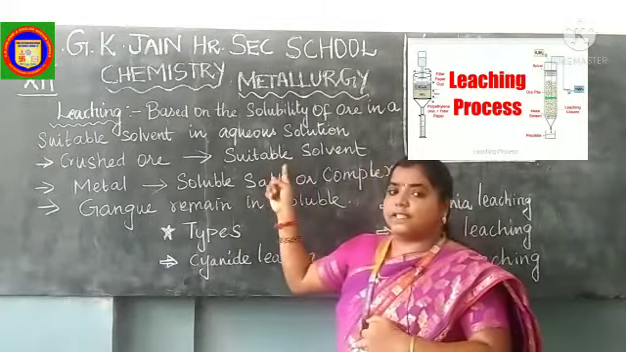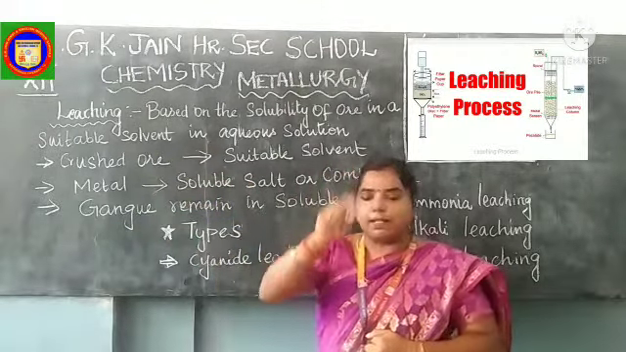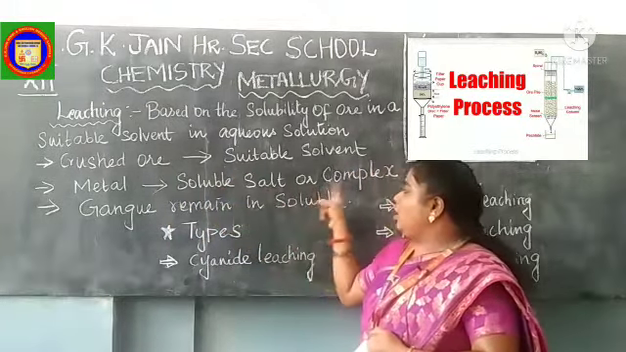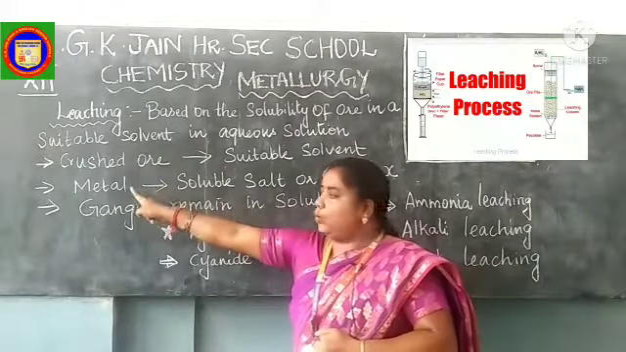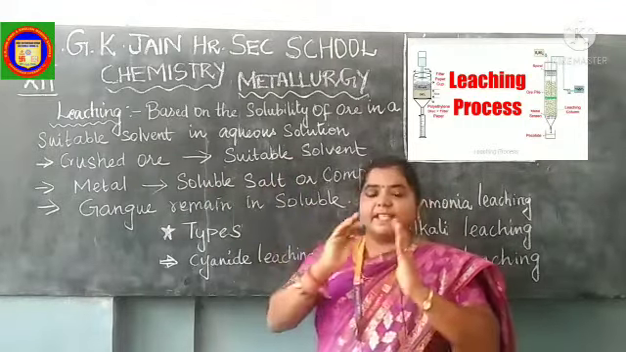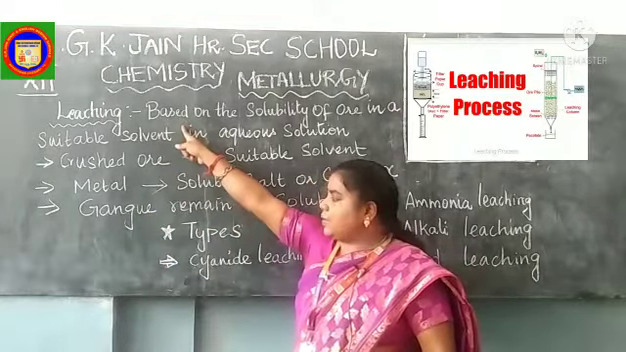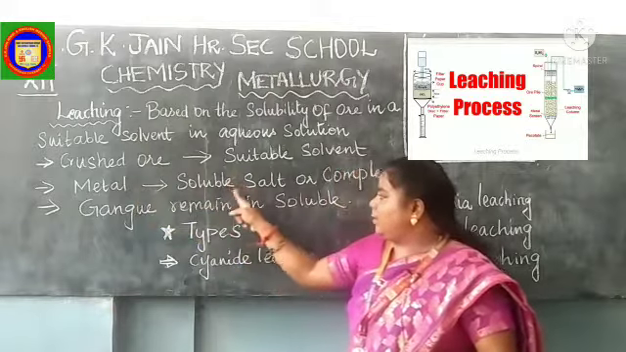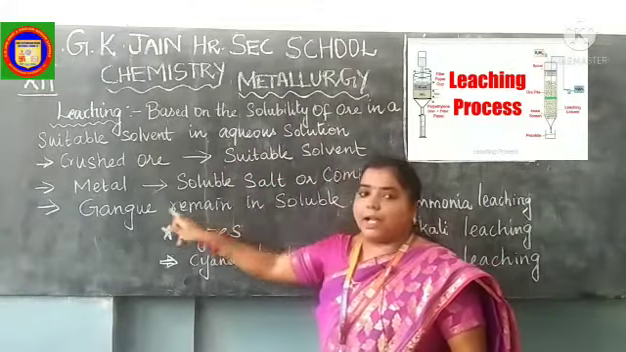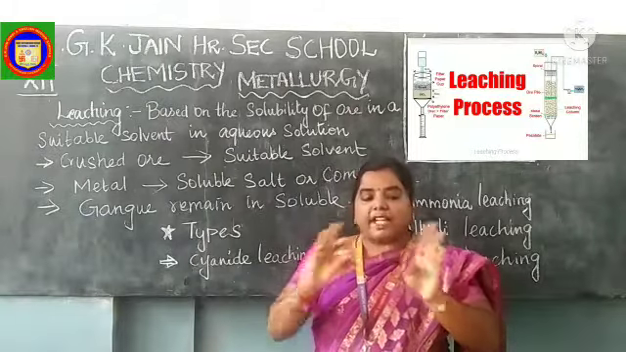When the suitable solvent is added to the crushed ore, the metal present in the crushed ore forms a soluble salt or complex. That particular metal mixes with the suitable solvent and forms a soluble salt. That means two substances are there, one is the metal and the other is the gangue. In the leaching process, the metal acts as a soluble salt; it has to be soluble in the solvent. The remaining gangue particles remain in the beaker itself. This is the way we extract the metals.